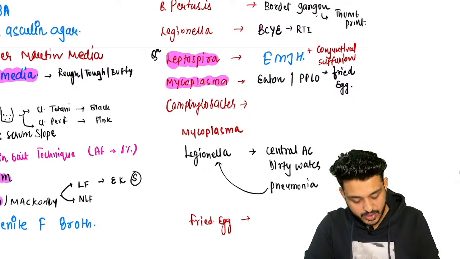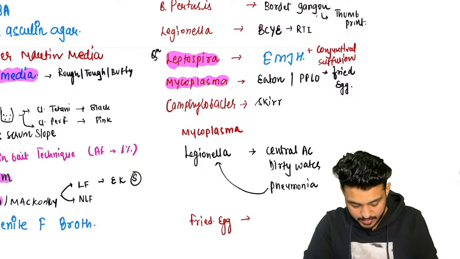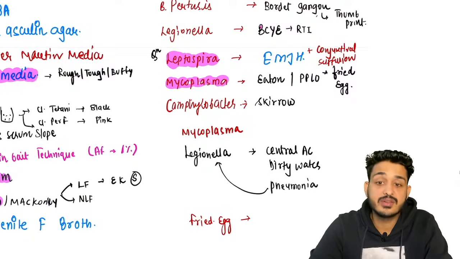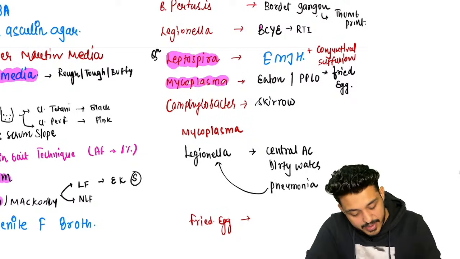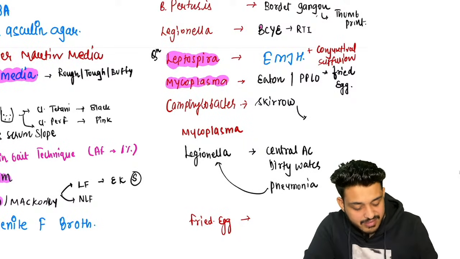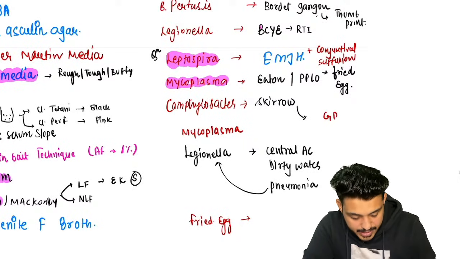The media is going to be what? Skirrow media, you have to remember. The same Skirrow you can also use for what? For another bacterium, that is going to be what? Helicobacter. And remember, this Campylobacter is associated with a disease that is known as Guillain-Barré syndrome, beta.